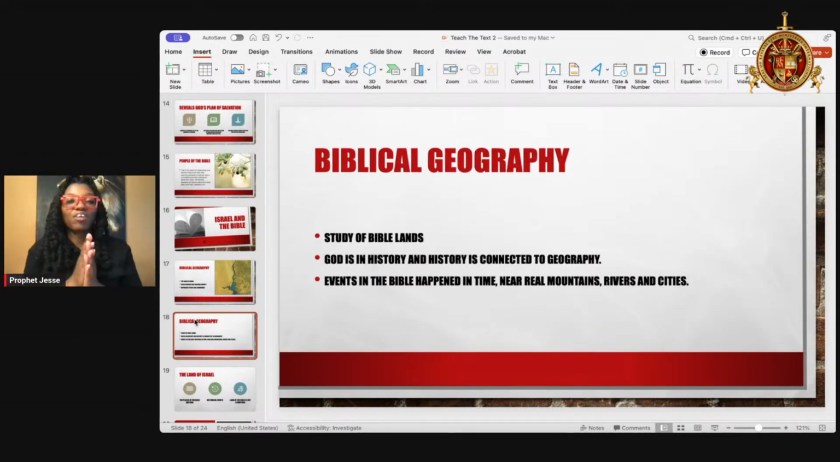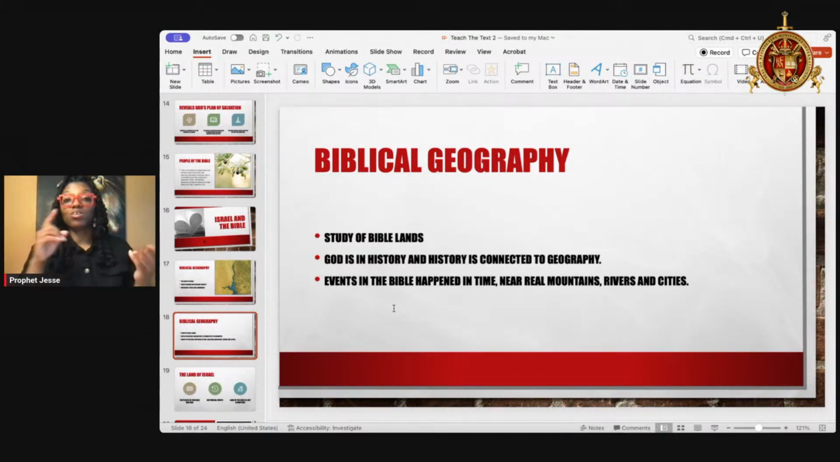Biblical geography is the study of Bible land, the study of land in the Bible: cities, places, rivers, and all of that. God is in history. Some people might say, well, Jesse, why is it so important to study biblical geography? It's important because God is in history and history is connected to geography. So when we study geography, we're in a sense studying another aspect of God.